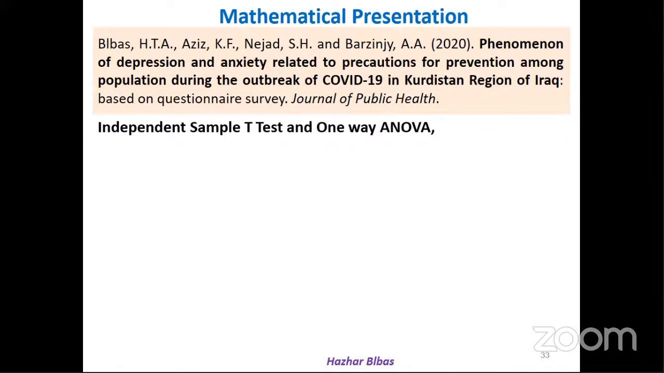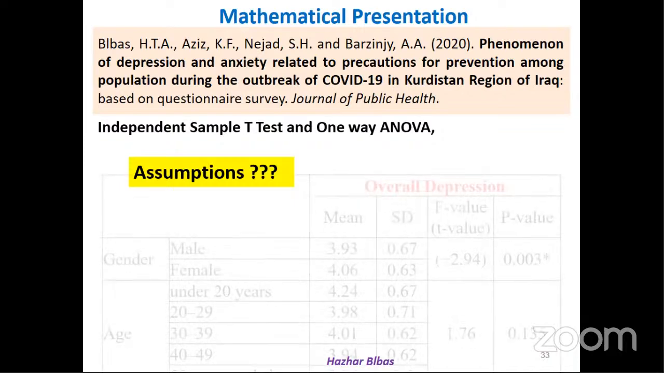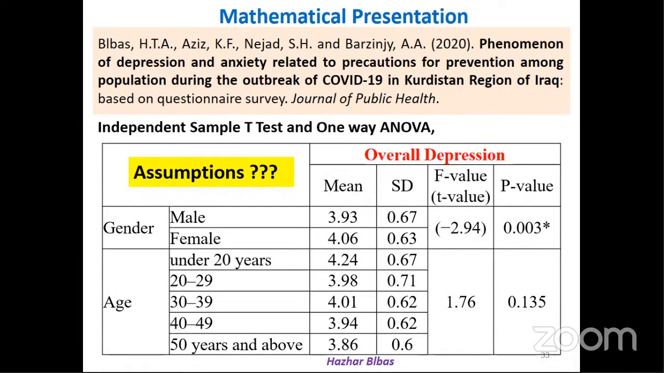Independent sample t-test or one-way ANOVA. Independent sample t-test means you have 2 variables, and they are independent. We have to follow the assumptions. For example, the data should be scaled, normally distributed, and randomized, and so on. You have to check it, okay? This is another paper. In here, we have overall depression.